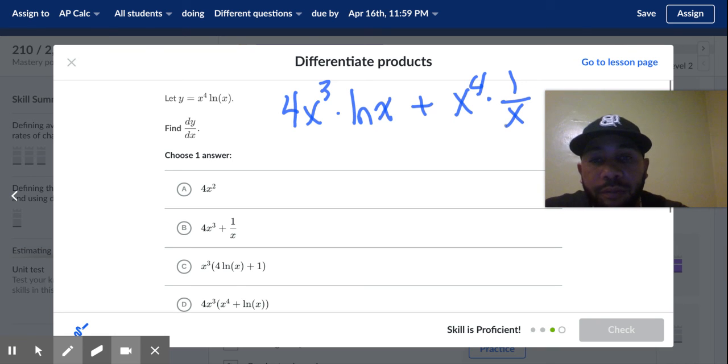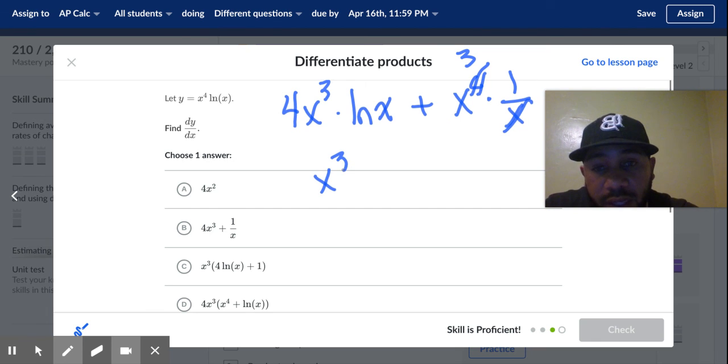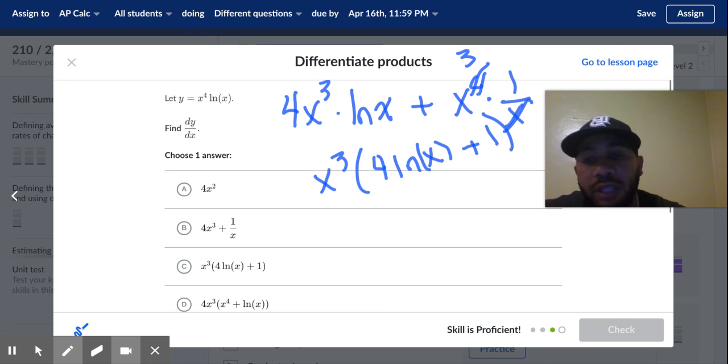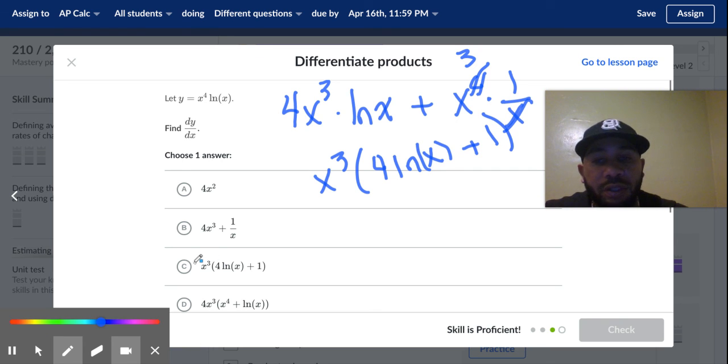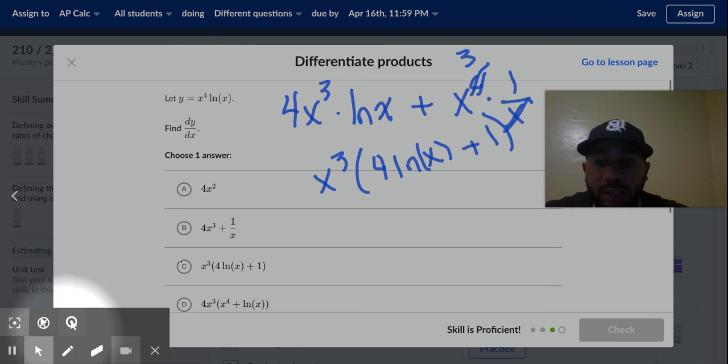Okay, that's the derivative of ln x. All right, so now we're going to put that together. What does it look like for us? One of those x's is going to cancel. That's x to the third. We could factor out an x to the third, and that would leave us with 4 ln x plus 1. And remember, factoring is the opposite of the distributive property. So I'm going with C. Maybe we got C right. Let's check it.